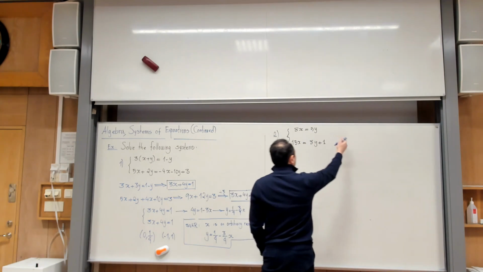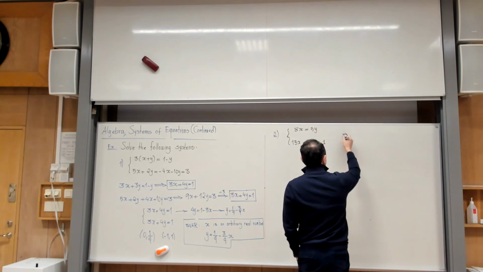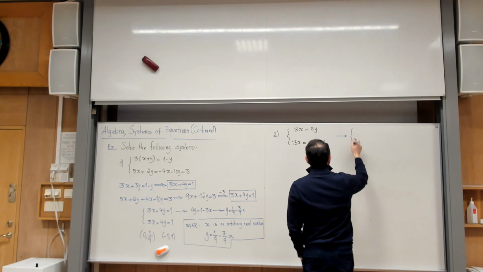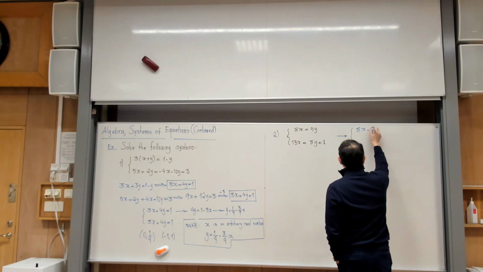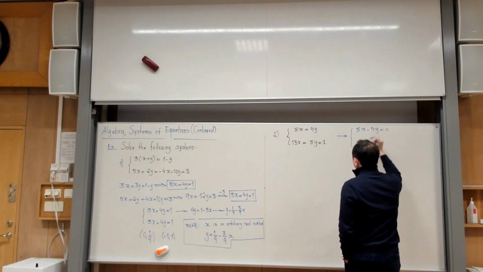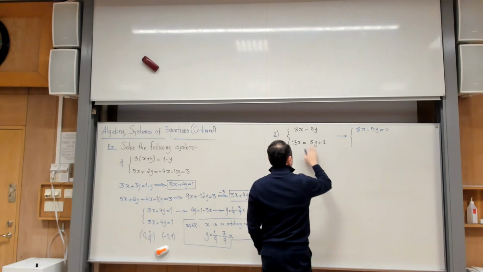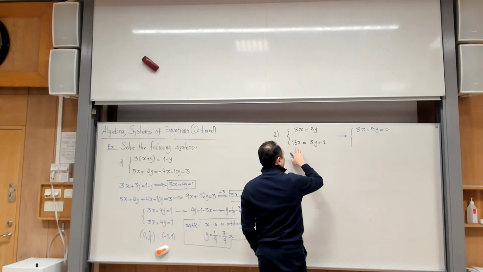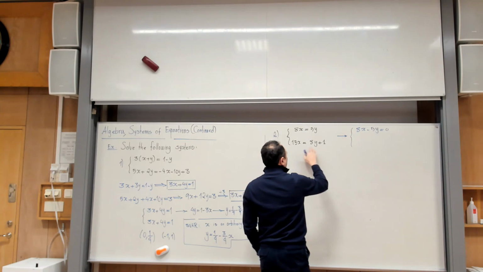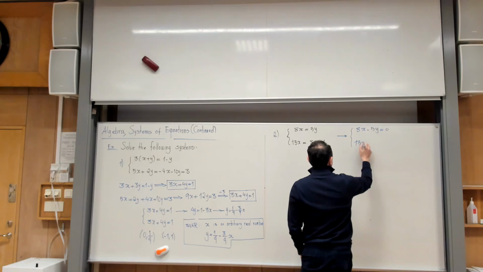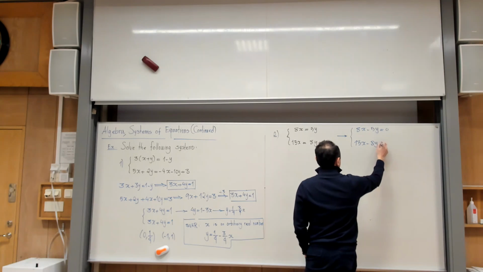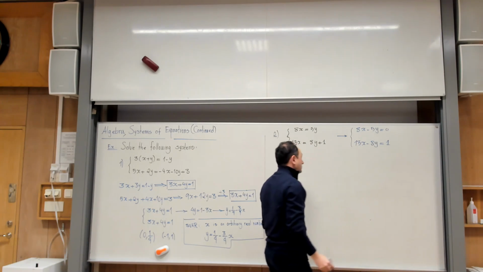So what Sergey is mentioning is that I move the other one. So I would write it as 8x minus 5y equals 0. And then, do you want me to move this to the other side as well? Yeah, okay. So 13x minus 8y equals 1. So this is the way that he has chosen to start.